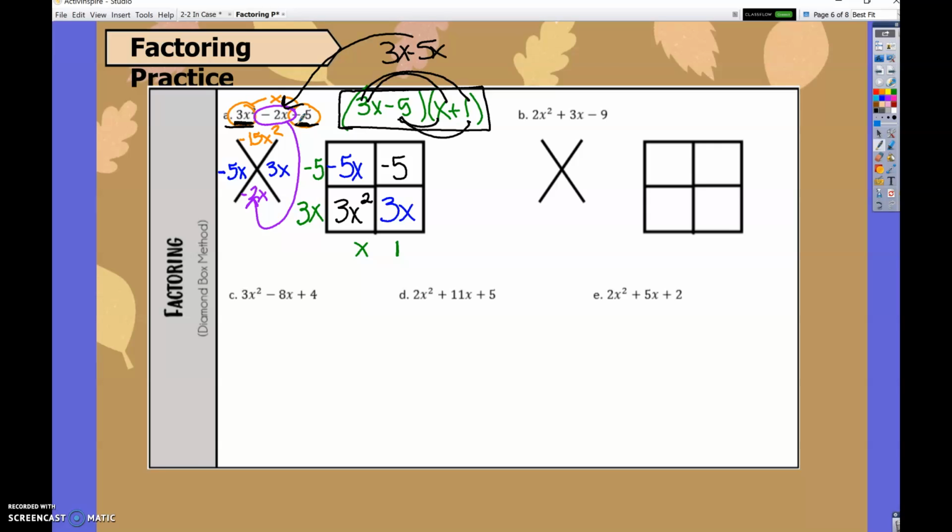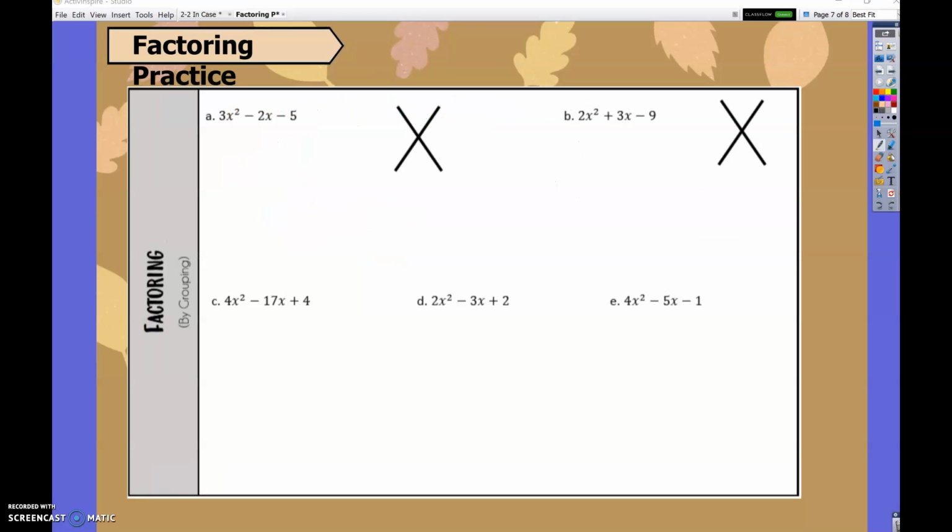One thing you could also do, if you graph your original and you graph your factored form, they should line up right on top of each other. There's one more method called factoring by grouping. We'll still implement that diamond part of this diamond box problem. So we're going to take our first two terms and multiply them by each other. So we're going to take 3x squared times negative 5 to give us negative 15x squared.